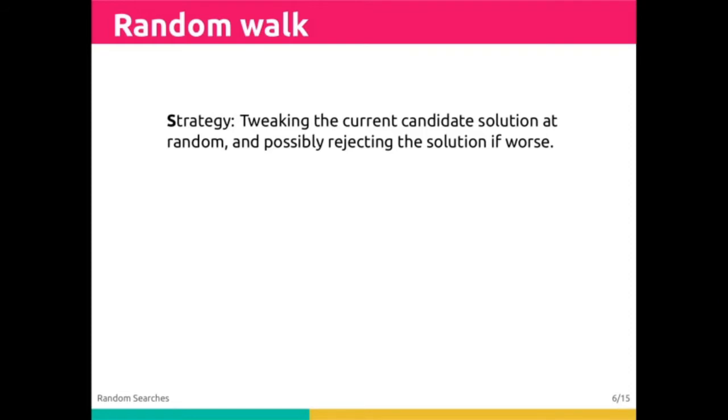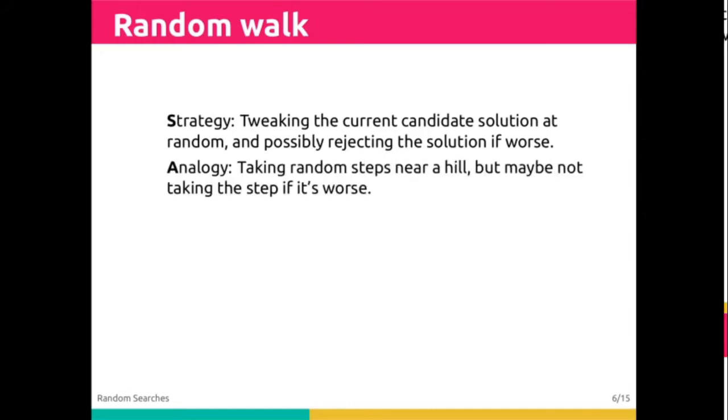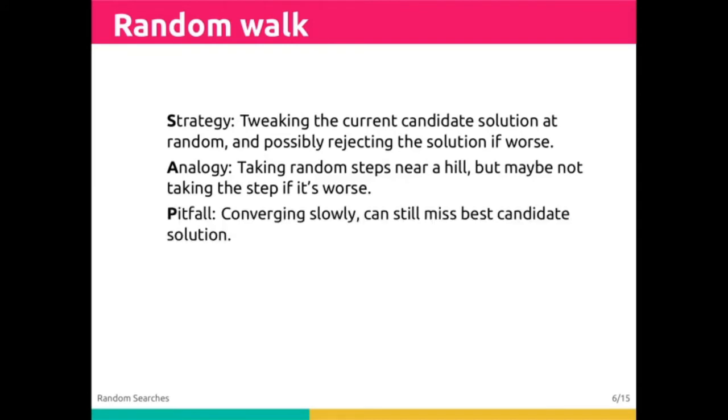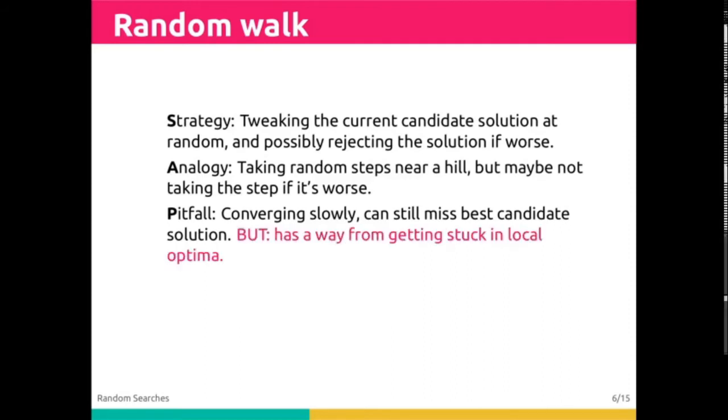And if the solution is better, we always accept it. A leaf tends to settle. But if the solution is worse, we sometimes accept it. Sometimes leaves blow away from the pile. You can also think of this as taking random steps as a person near a hill, but maybe not accepting the step if it's worse. The pitfall is that random walk methods converge slowly, and they can still miss the best candidate solution. But it does have a way of getting out of local maxima or minima.